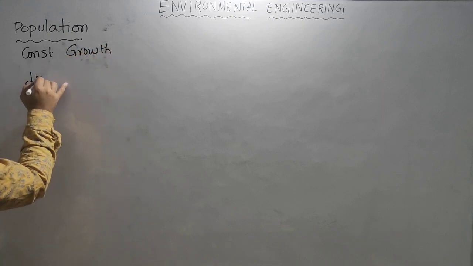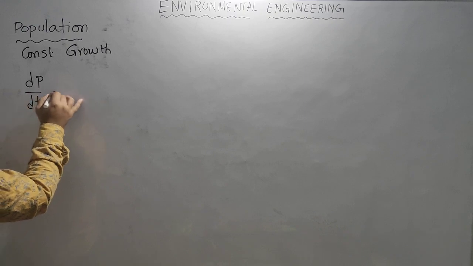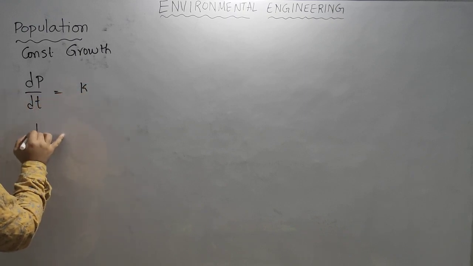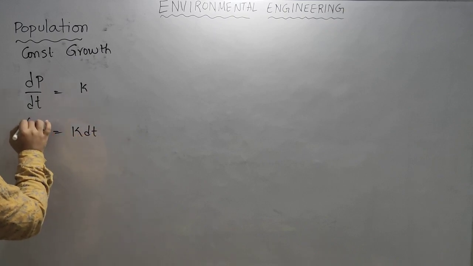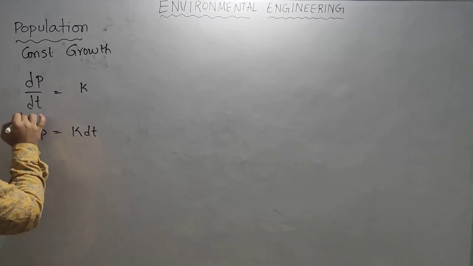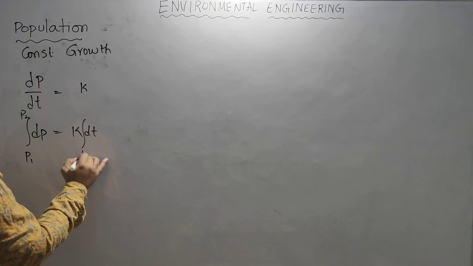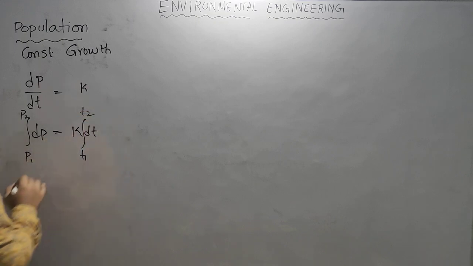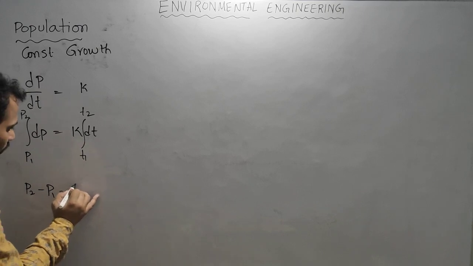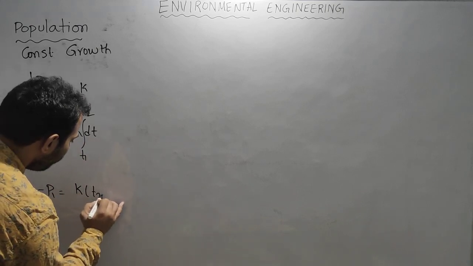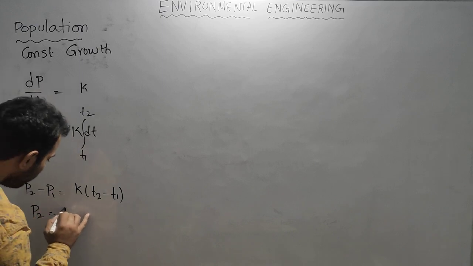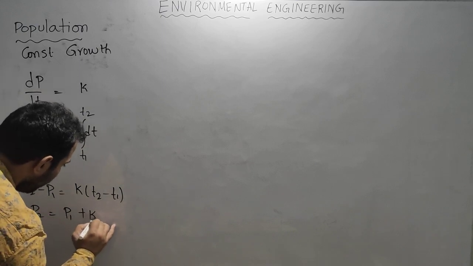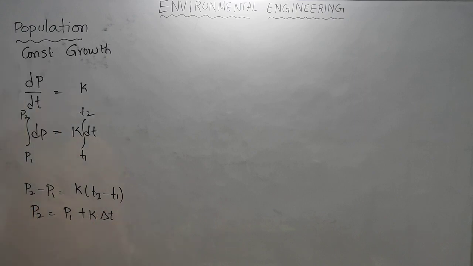So dp by dt is equal to k, dp is equal to k into dt. Integrating it from p1 to p2, t1 to t2, we get p2 minus p1 is equal to k into t2 minus t1. Okay, so p2 is equal to p1 plus k into delta t.